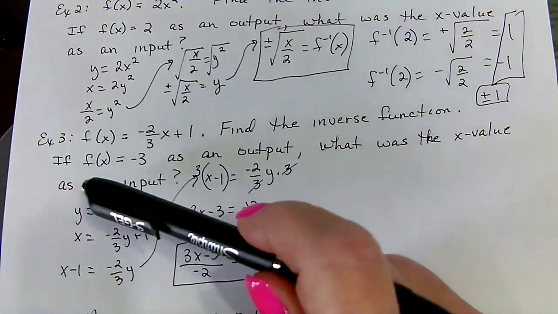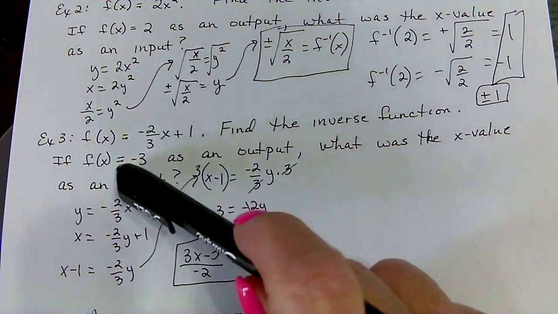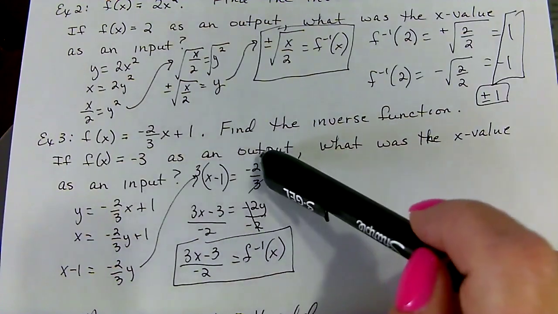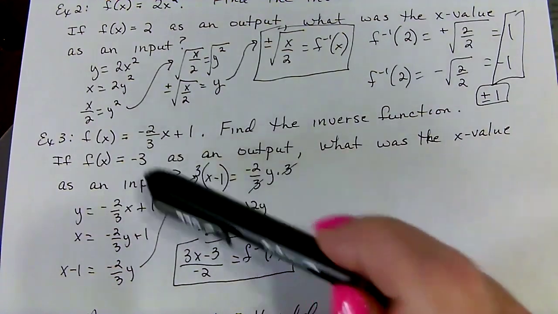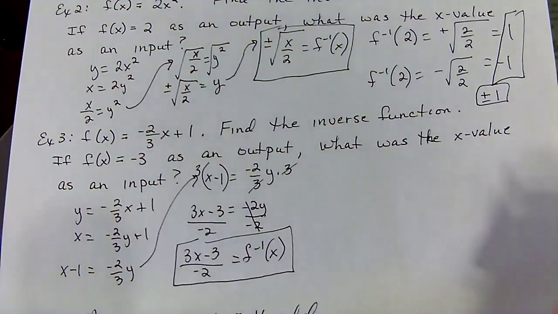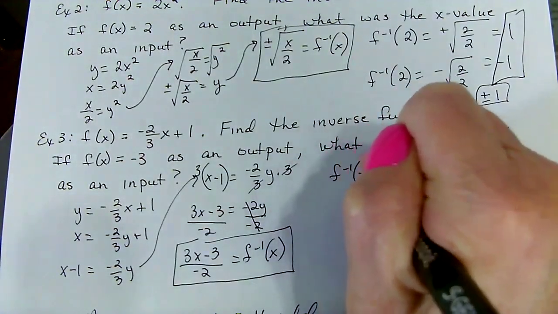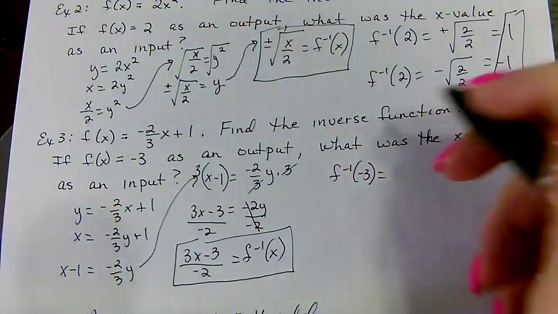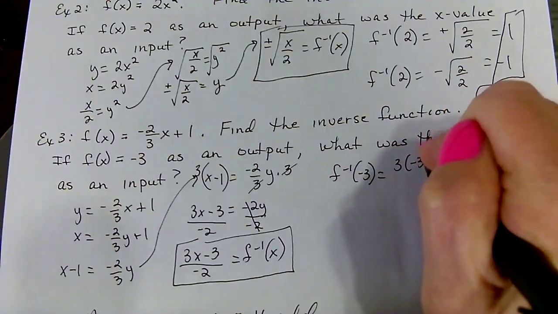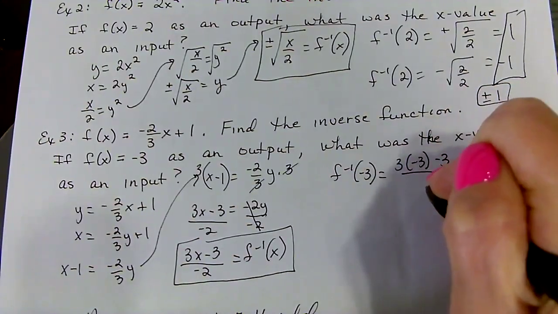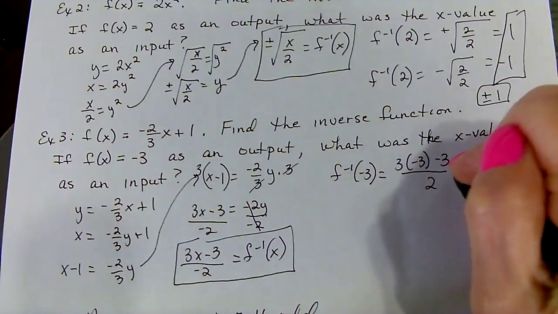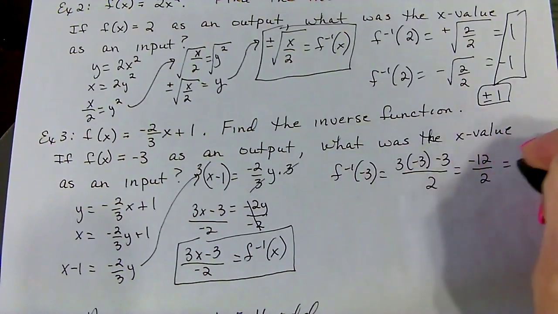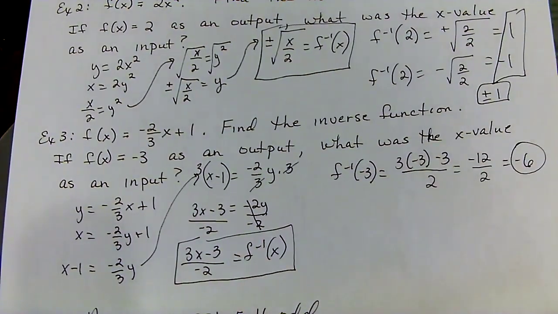Okay, the second part of this says, if f of x, so the original, gave me an answer of negative 3 as an output, what was the x value as an input? So I'm going to take that negative 3 and put it here. So I'm going to find f inverse of negative 3. So 3 times negative 3 minus 3 divided by 2. Well, this is negative 9. Negative 9 minus 3 is negative 12. Divided by 2 is negative 6. So negative 6 must have been the original input.